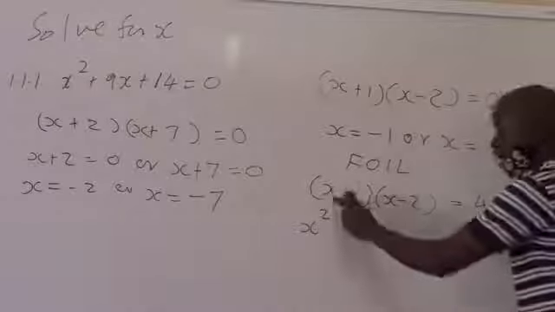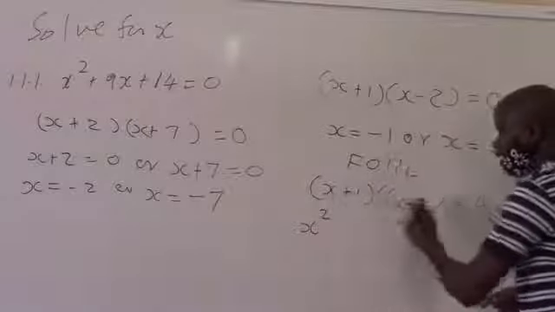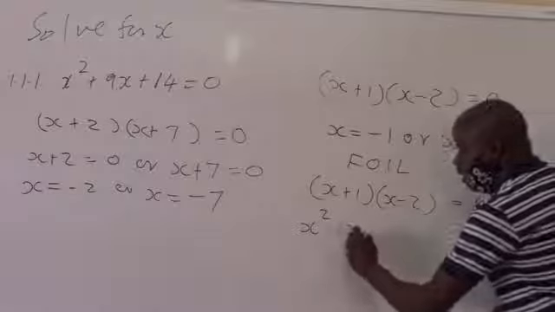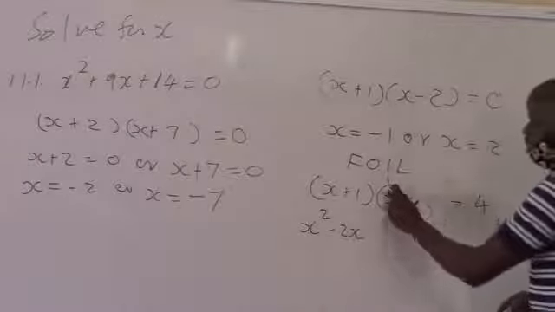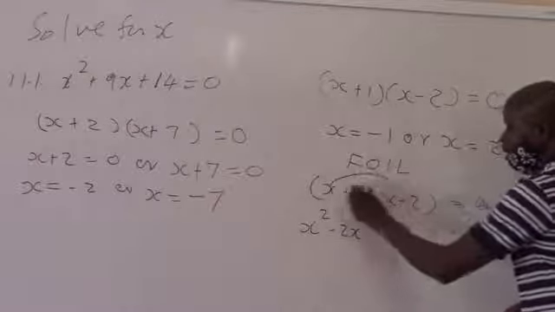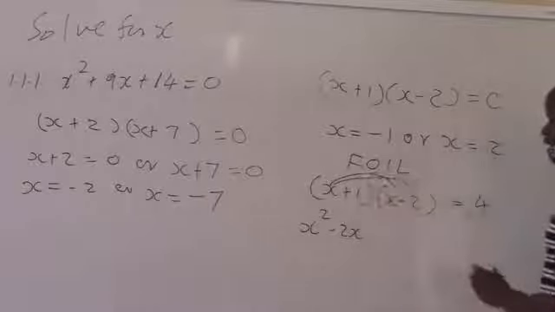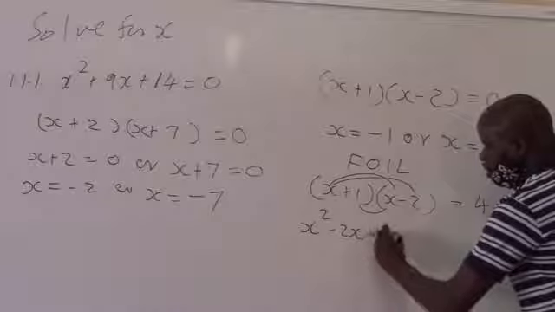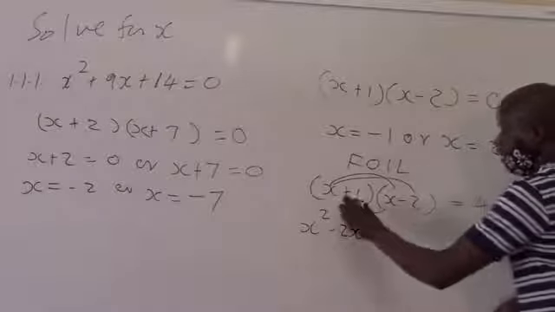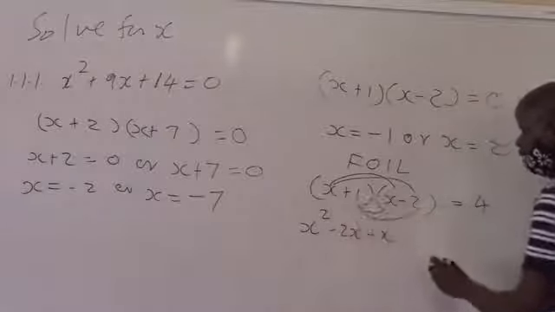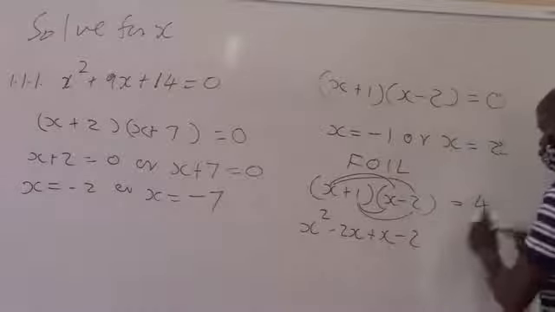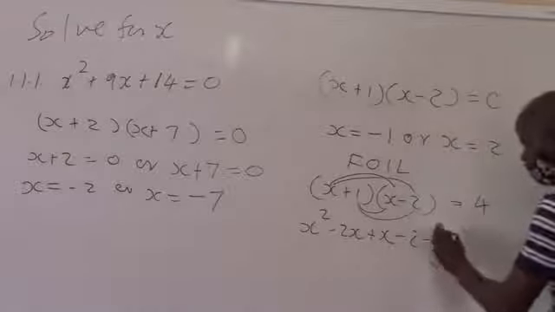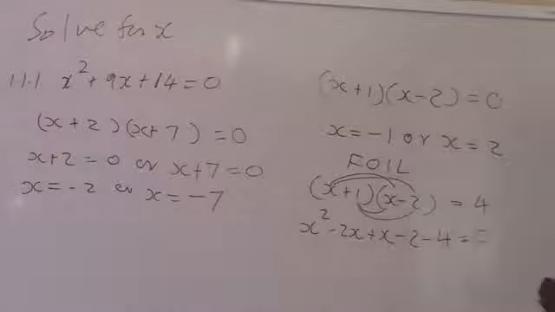squared. And then we come now for outer, we say x times -2 is -2x. For the inners, so we start with x and then x and -2. So we come for 1 and x, which is x. And then now we go for the last, which is 1 and -2, which is -2. We transpose the 4, which is -4, is equals to 0.